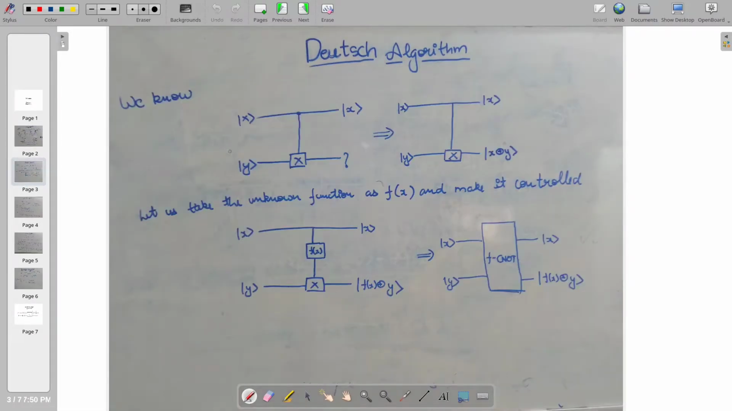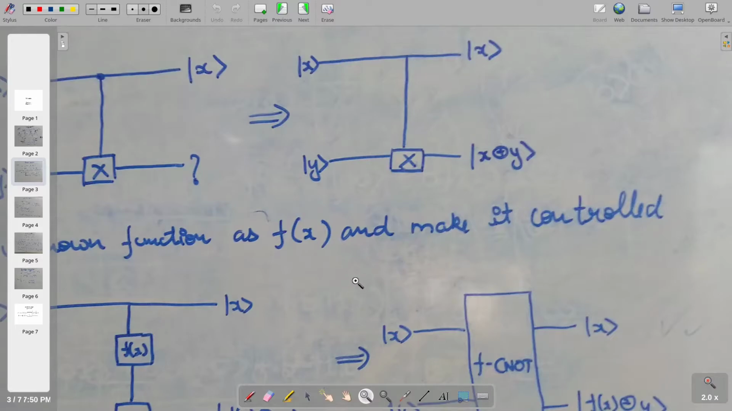First of all, let me recap: we already know what a CNOT gate is. We have two qubits x and y, where x is the control qubit and y is the target qubit. Whenever x is 1, we flip y. We can also write it in the form of XOR. It's a bit of classical intuition, so I don't think it's complicated. The x remains the same because we are doing nothing to the control qubit, while the target qubit y changes to x XOR y.